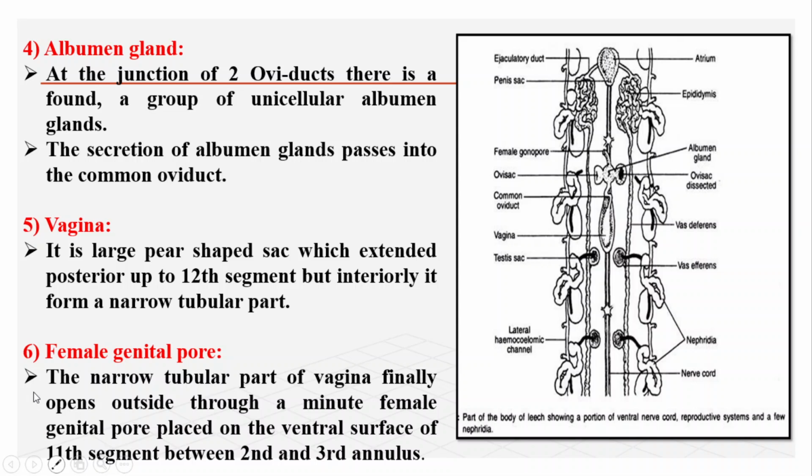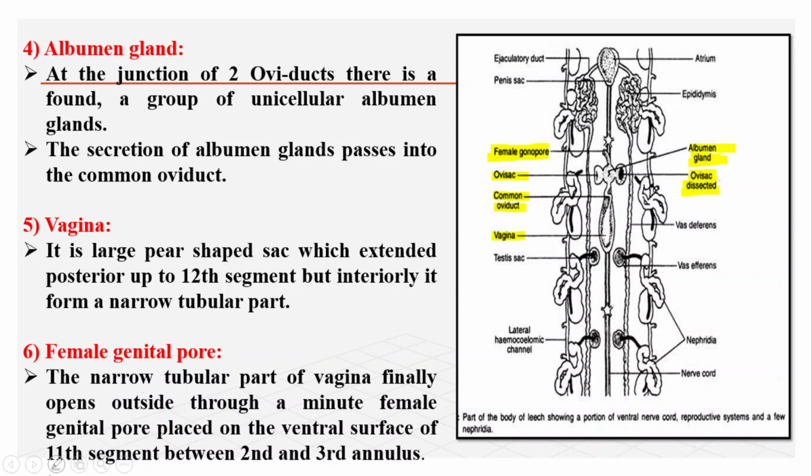So I think I highlighted the names here which are related to female reproductive system. See here, I highlighted female gonopore, this is ovisac, this is common oviduct, okay, this is vagina, then this is albumin gland, this is ovisac dissected. So now you will get the structure of all the organs of female reproductive system.